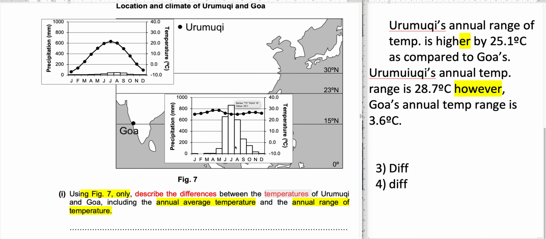You can talk about which month has the highest, which month has the lowest, what's the highest temperature or the lowest temperature differences. You can use that as another way to talk about differences. Okay, so can you complete your corrections?